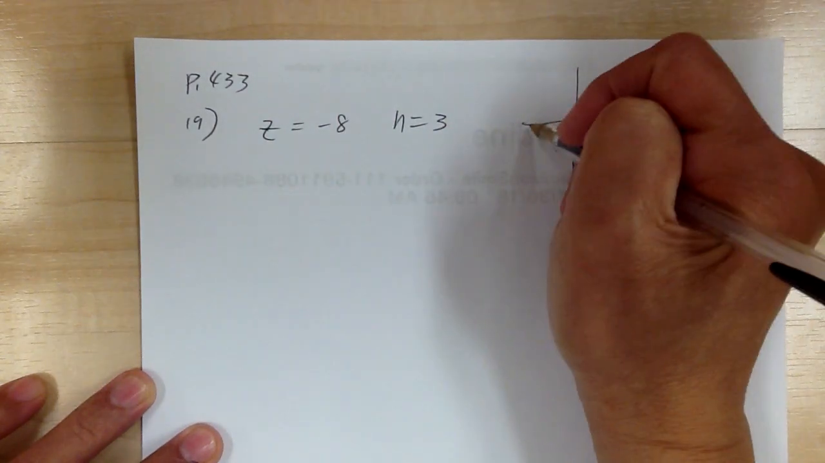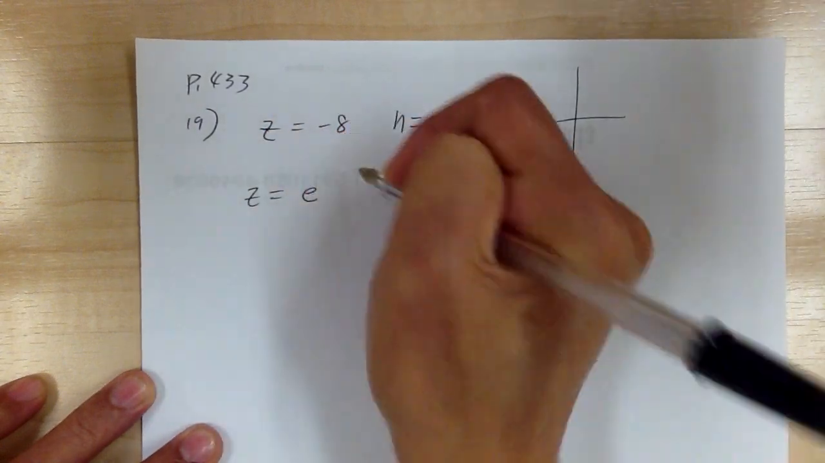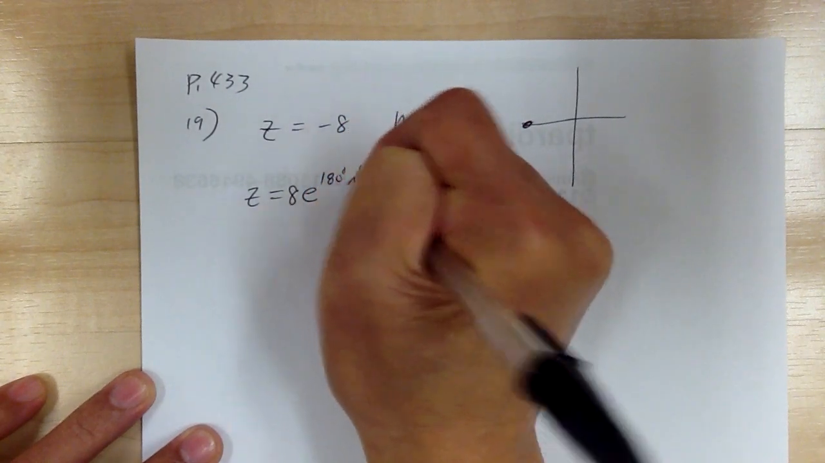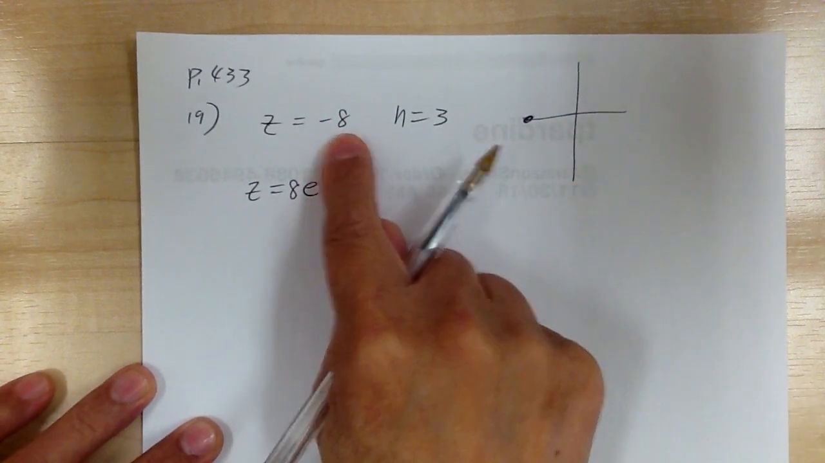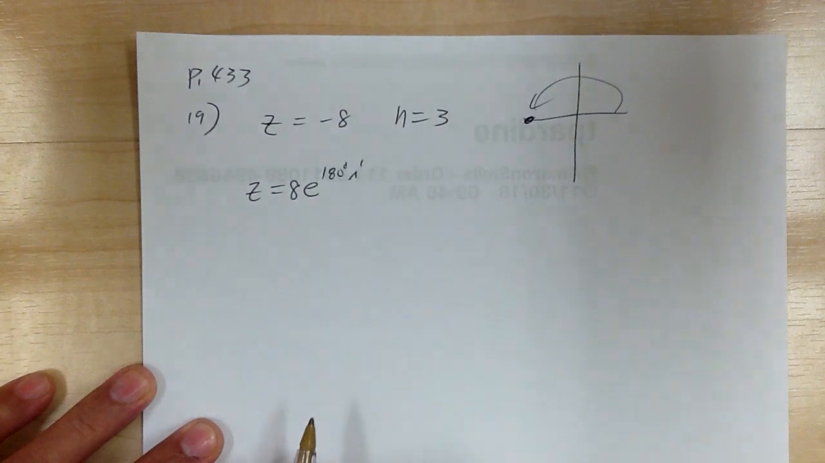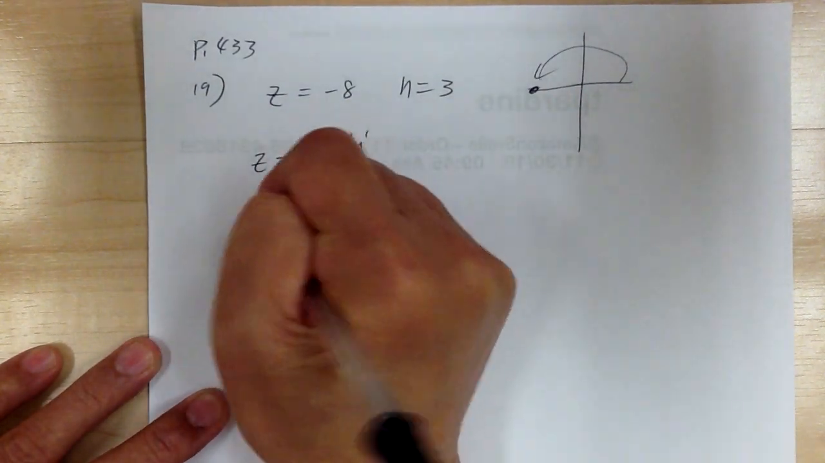So -8 is right over here. So z equal to 8 e to the 180 degree i. So you have to convert rectangular into polar form. Right, -8 is over here, so that's 8, 180 degrees. Okay, so next, because n equal to 3 means you want to take it to the 1/3 power.